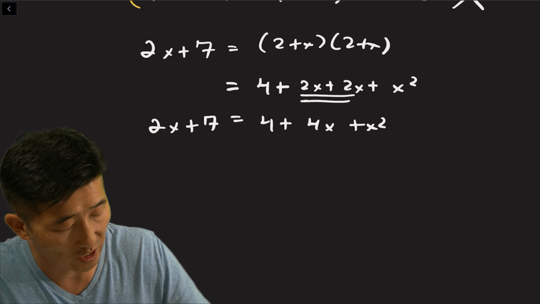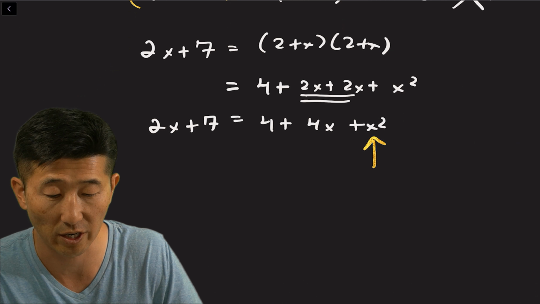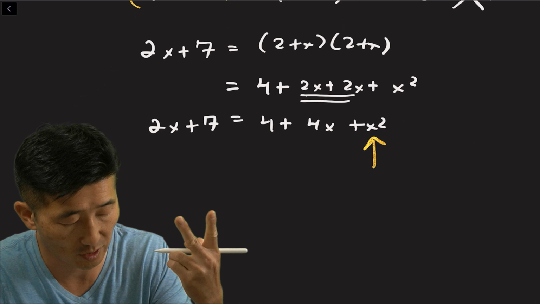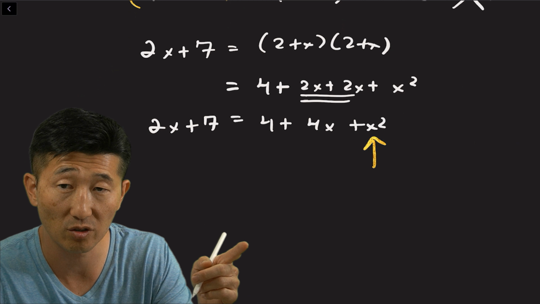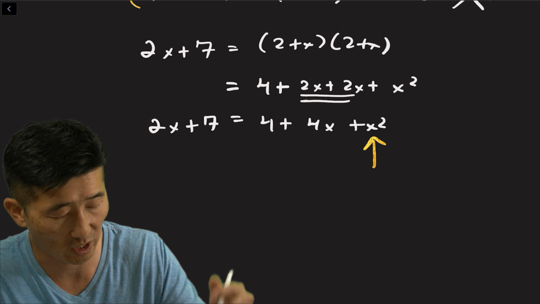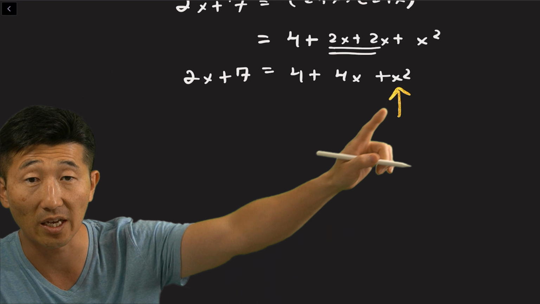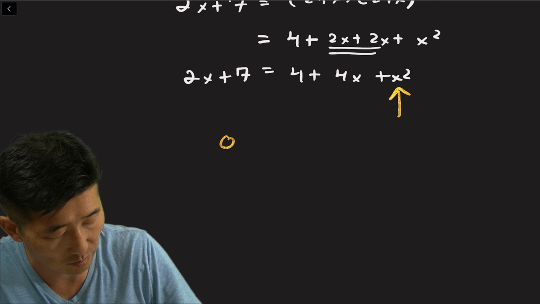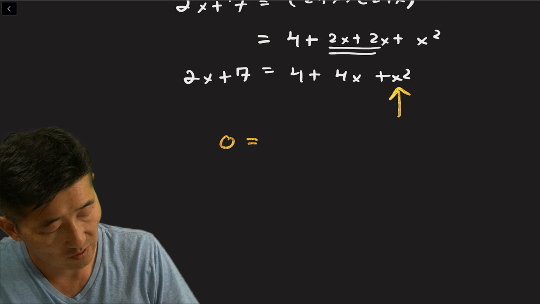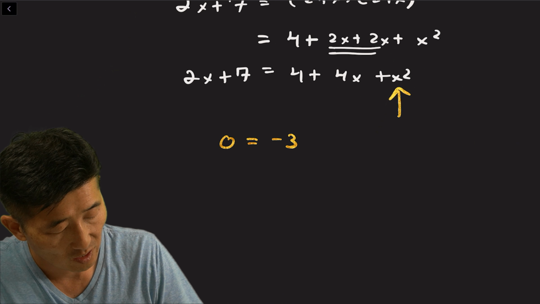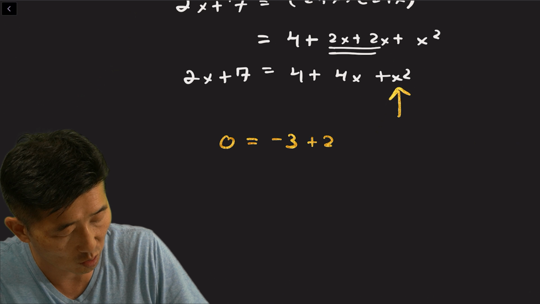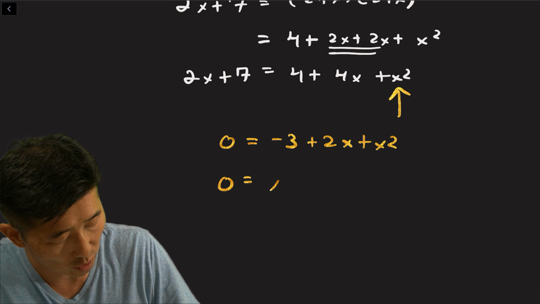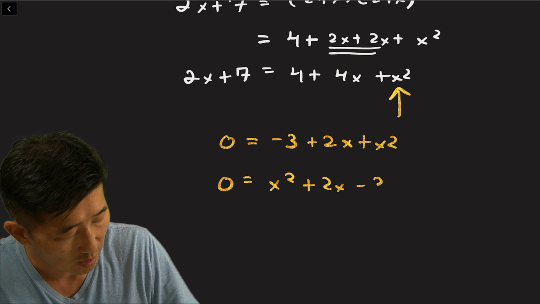Now, the moment you see an x squared, it becomes a quadratic situation. To solve a quadratic, there are two main methods: set it equal to 0 and factor it, or set it equal to 0 and use the quadratic formula. Since x squared is positive, I'm just going to move both of these to the other side. So this will become 0 equals, let's see, 4 minus 7 is negative 3, 4x minus 2x is 2x, and x squared. And now let me rearrange this in decreasing order: x squared plus 2x minus 3.